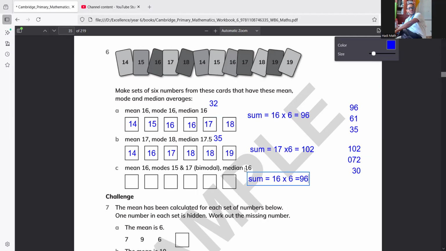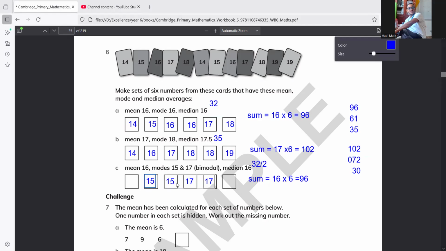They say the median is 16. That means the numbers at the middle, when I add them together, must give me 32, because 32 divided by 2 will give you 16. For those numbers in the middle to be 32, you cannot put 16 and 16, because then the mode is not going to be 15 and 17. So we have the chance to write 15 and 17, because 15 and 17 give us 32. And because the mode is 17, we need to write another 17. And we say the mode is also 15, so we need to write another 15.